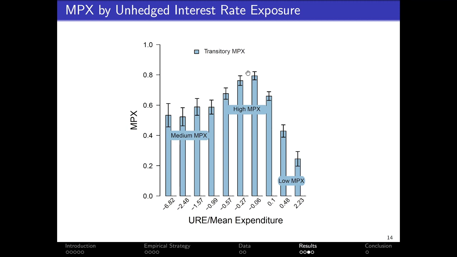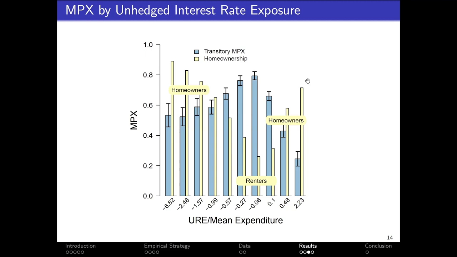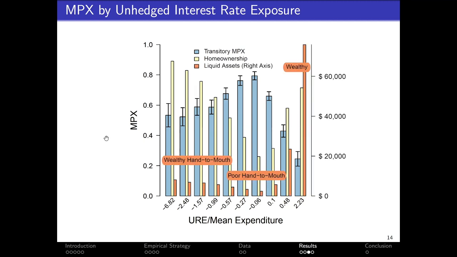So you can see this clear hump-shaped pattern, where the guys on the left have a medium MPX, these guys in the middle have very high, and then it comes low again to the right. And just to show you a little bit about who these people are, if you look at home ownership, you can see the guys on the left and the right are homeowners, while the guys in the middle tend to be renters. So the left and the right seem to be similar in that sense. But then if you look at liquid asset holdings, you see the difference between the left and the right. The liquid assets of these guys is low, but not super low. It goes very low for this middle group, who seemingly have no liquid assets at all. And then pretty much all the liquid assets are being held by these guys on the right.